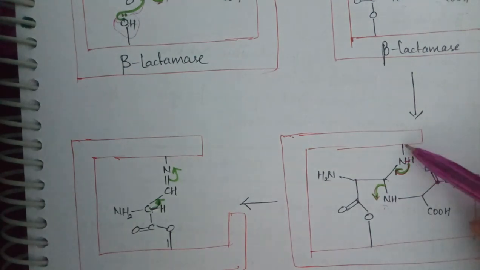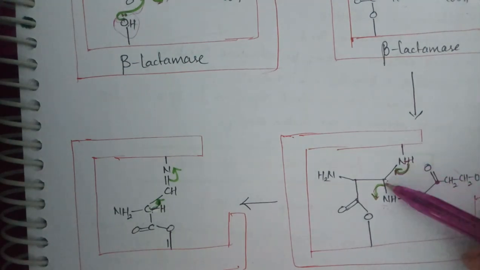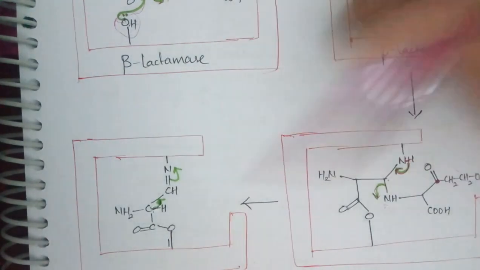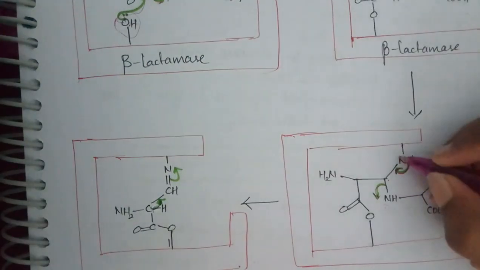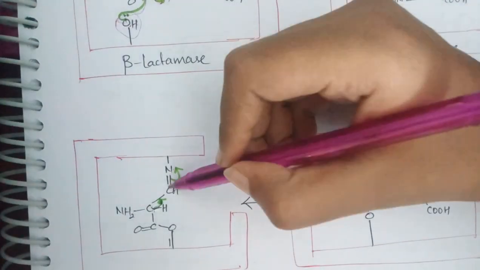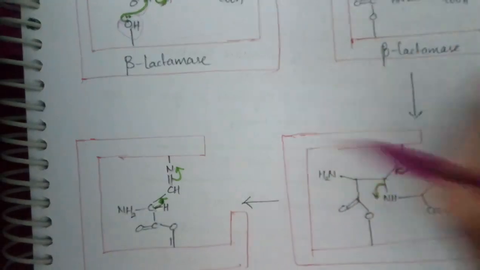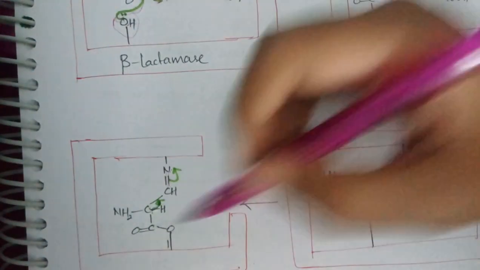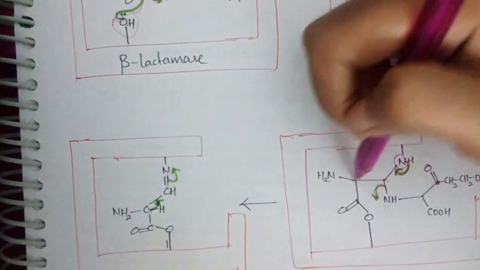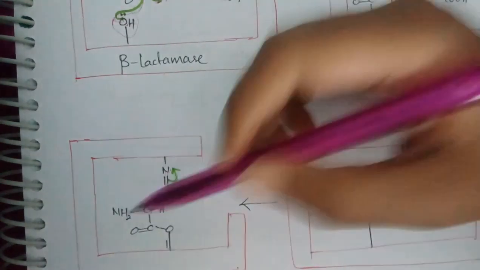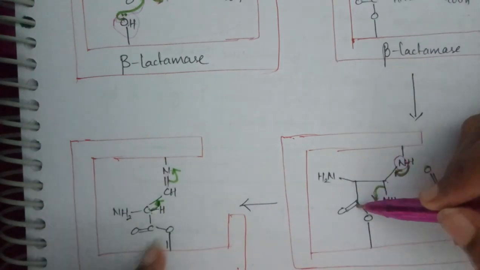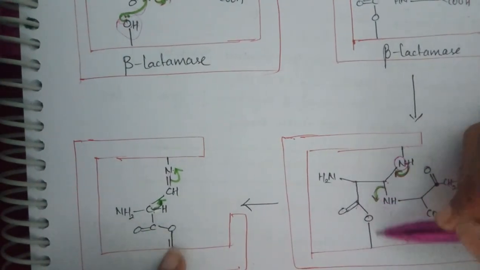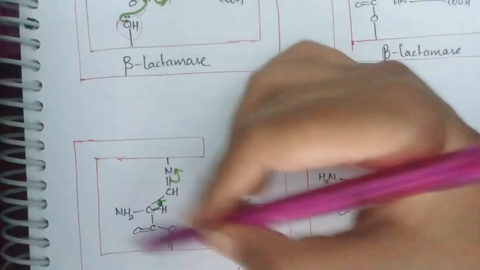So how will you have it? You will have this N with a double bond. You can see here, this nitrogen is having a double bond, CH, CH. This is attached by a single bond, again CH, NH2. This one is C double bond to OH. In this way you have to write.